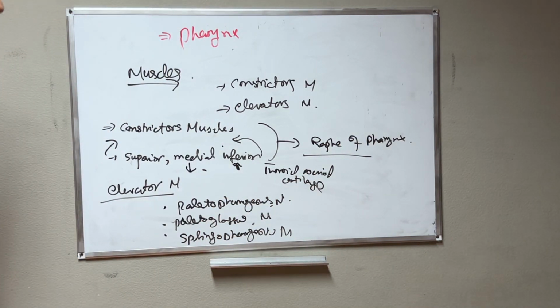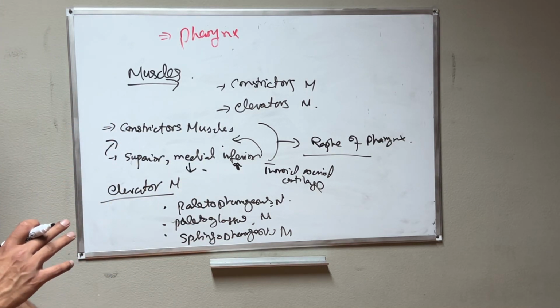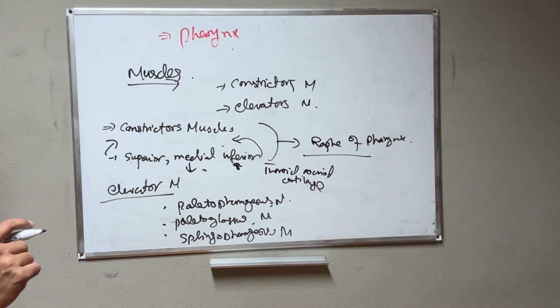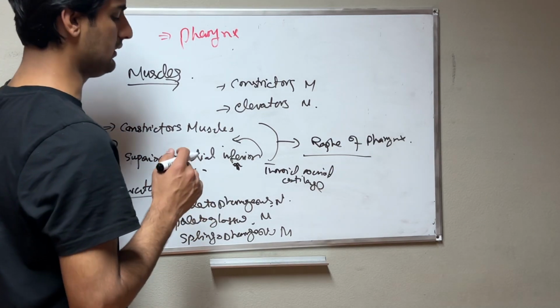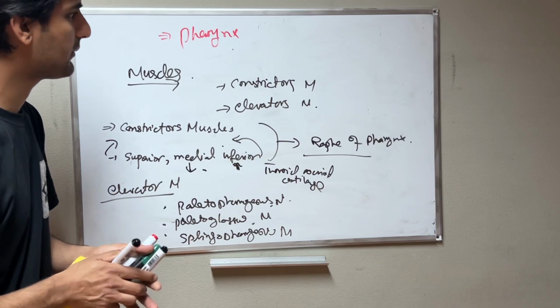Okay, these are the constrictor and elevator muscles of the pharynx. This is all the information about the pharynx. First we will start with the pharynx.